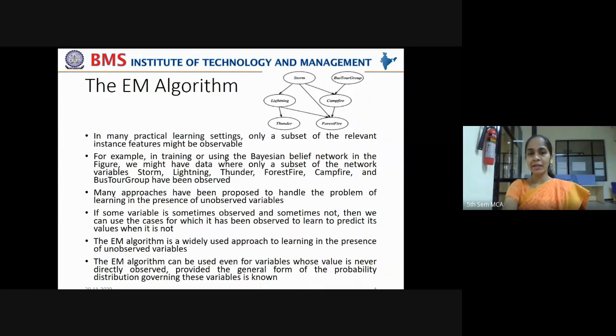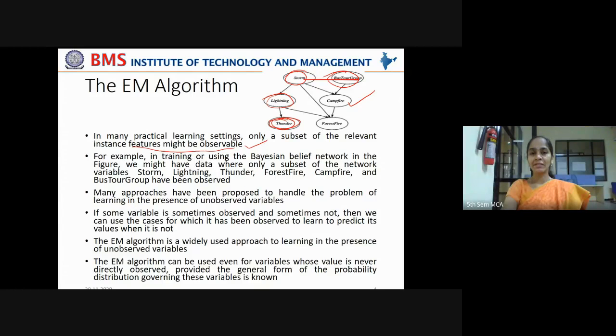Now, in many practical learning settings, only a subset of the relevant instance features might be observable, right? In this case, say this is observable and this is observable in this network, but campfire is not observable. The probability of campfire can be calculated from storm and Bus tour group, right? Now, say the probability of thunder can't be measured. But once its parent's probability is known, it is easy to calculate the probability of thunder. That is what is being explained in this first point.